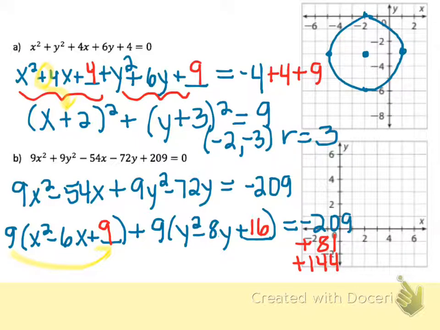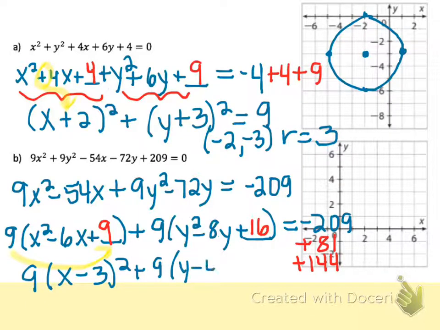And now when I clean that all up, I've got 9 times x minus 3 squared. So I take the square root of the x squared and the square root of the 9. The sign comes from the middle. And then the 9 times y minus 4 squared. And then put all these together. When I add them all together, I actually get positive 16.